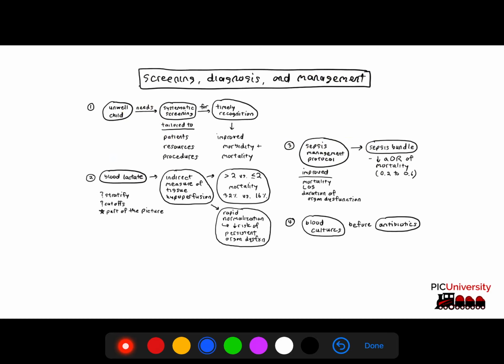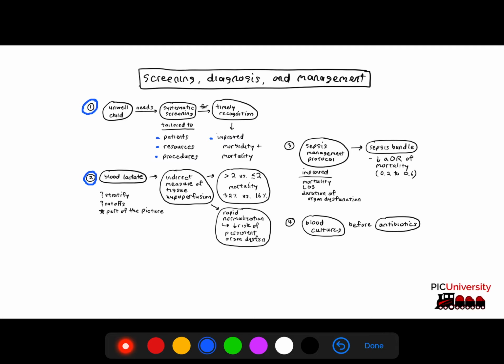So the first recommendation is that anytime an unwell child presents with concern for sepsis, they need systematic screening to ensure timely recognition. And the reason they make this recommendation is that timely recognition of sepsis has been shown in many studies to improve both morbidity and mortality. What they mean by systematic screening is that a screening protocol should be enacted that is tailored to the patients of your institution, the resources you have available, and the procedures performed in your institution. So for example, if patients are from a population with a high rate of immunodeficiencies, such as bone marrow transplant in a large center, those patients should be treated differently than patients presenting at a community hospital without that risk factor.